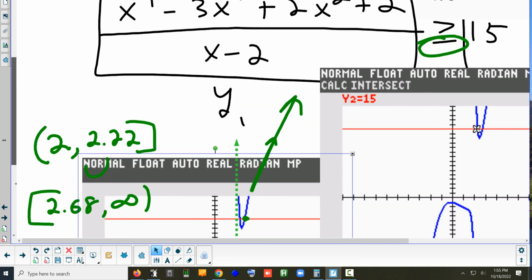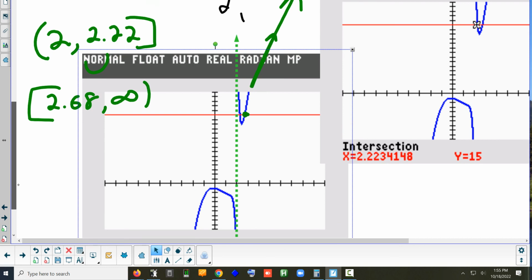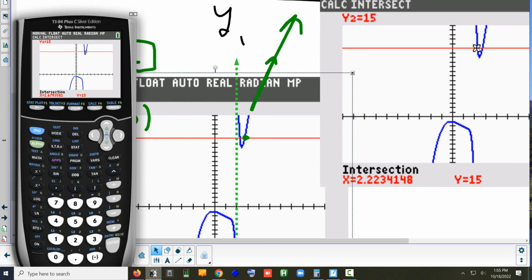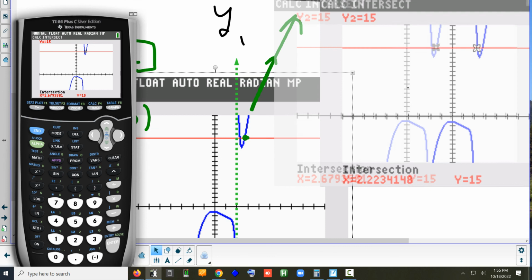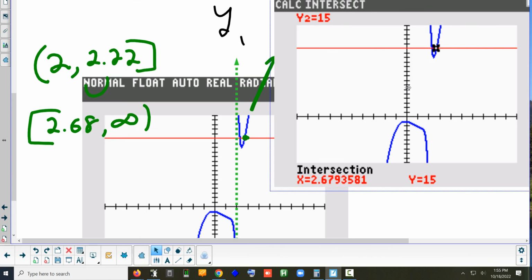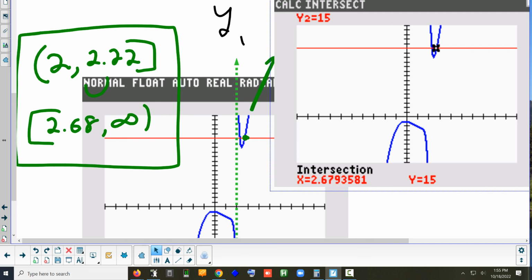And at 2.68, we are exactly equal to 15. Just put it over here so you can see it better. And that's your answer. That's how you solve an inequality on the calculator. So it involves usually finding at least 2 intersection points.